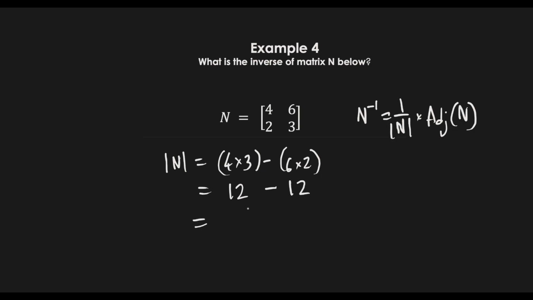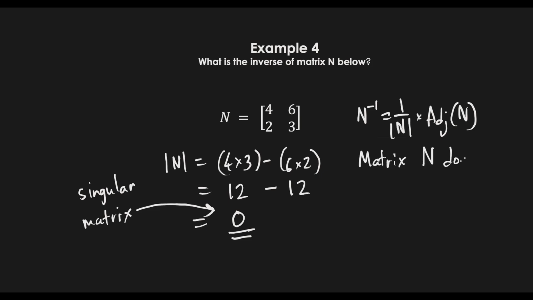Now if you look at this, look at what we have. 12 take away 12, which is 0. What do we call a matrix that has 0 as a determinant? We call that a singular matrix. And we say that a singular matrix does not have an inverse. So in this case, matrix N does not have an inverse because it is a singular matrix.